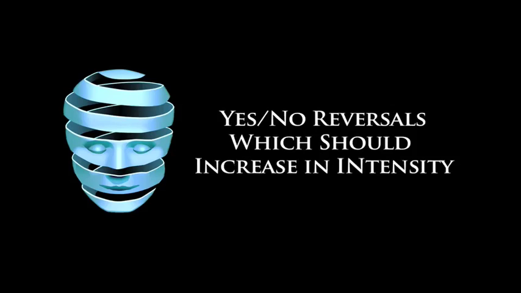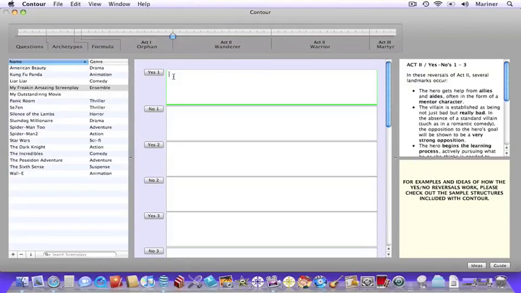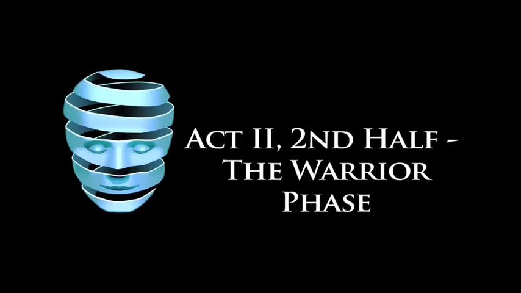In its simplest form, it's a series of yeses and nos, and each one of these reversals should increase in intensity. As in the first act, there are tips to help you write these series of reversals in the top pane. Also, if you get stuck, take a look at some of the examples we provided to you on the left-hand side to see how these are broken down. Remember that these first 14 plot points track our protagonist through his wanderer phase. In our example of Spider-Man 2, Peter learns that he just stinks at being normal.